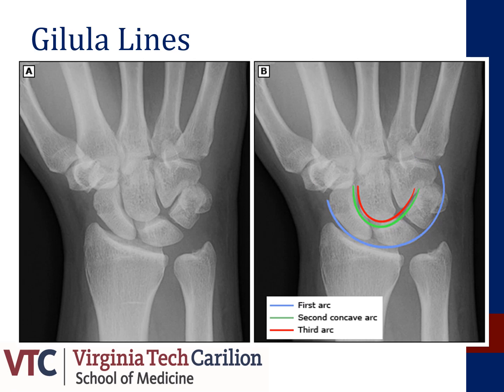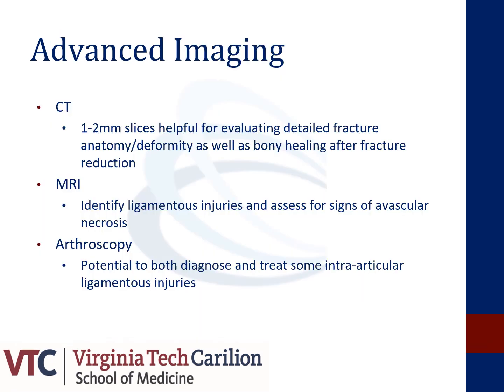First thing to look at when viewing the wrist in the PA or AP plane is look for Gilula's lines. Here they are indicated in colors. That should be your first tip-off if there is a break in the Gilula line, that there is something occurring within the carpal bones. For advanced imaging, you can get the whole spectrum, whether it be a CT, an MRI, or jumping ahead for arthroscopy to get a direct visualization.